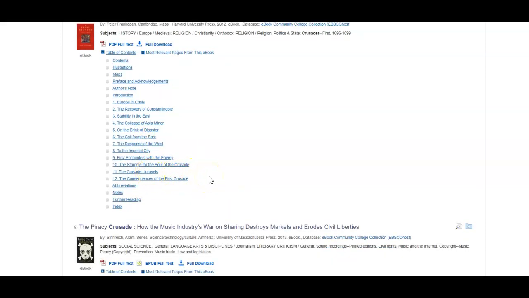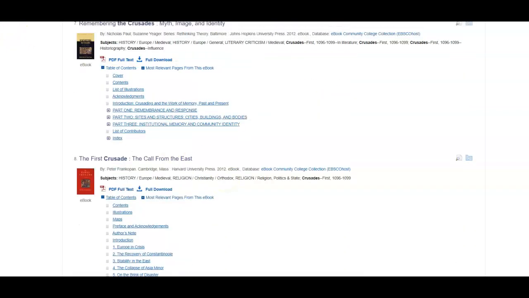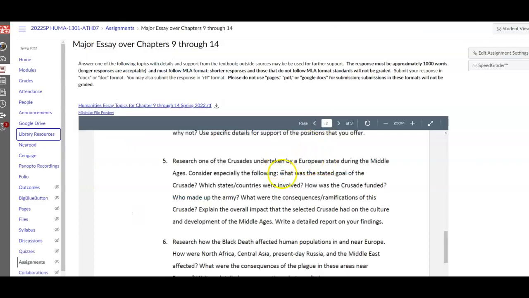So if you look at the First Crusade, for instance, this is a really good work to look at if you're looking at that particular title and that particular crusade. So that's what you need to do for this one. Again, it's mostly research where you have to do some reading. Our textbook won't help you. The concept of the crusade was mentioned a couple of times, but that's about it.